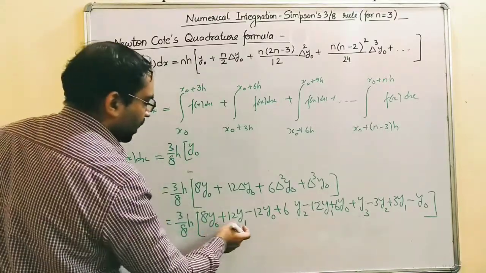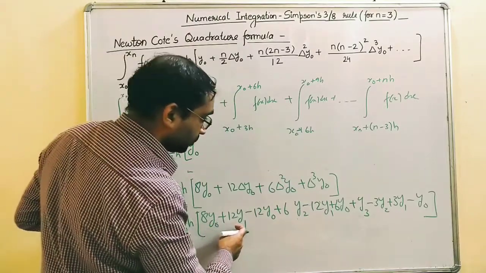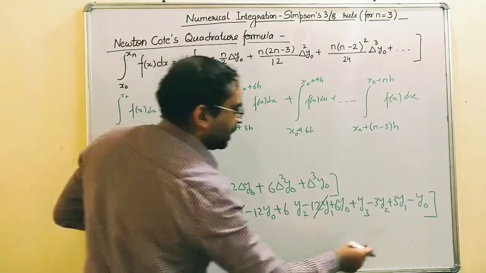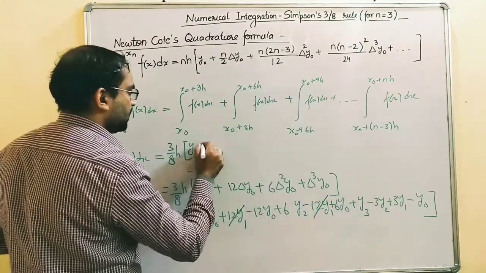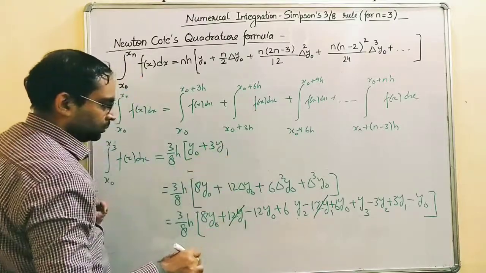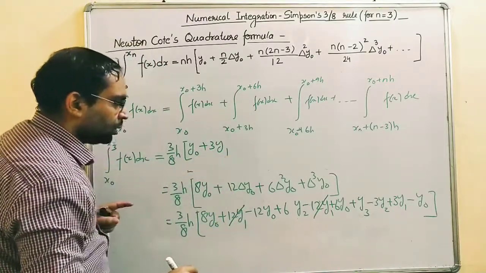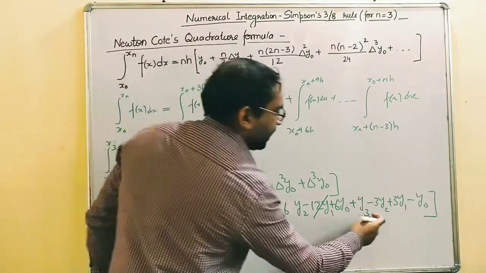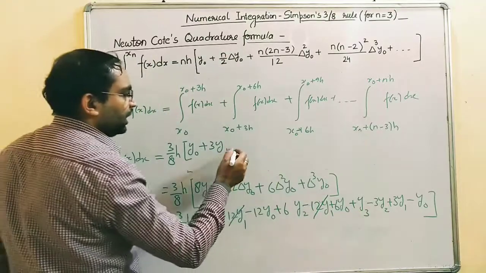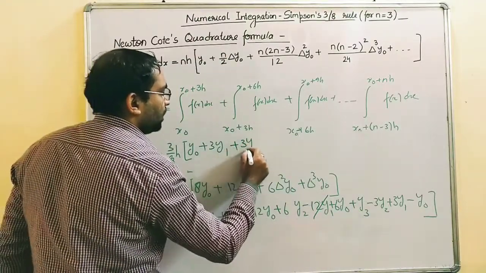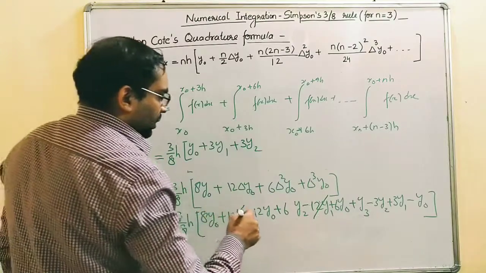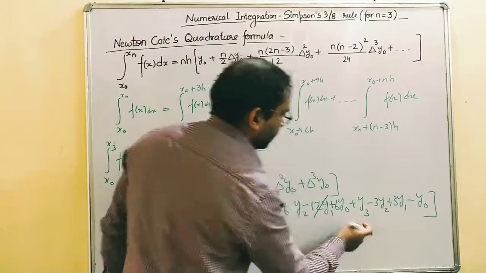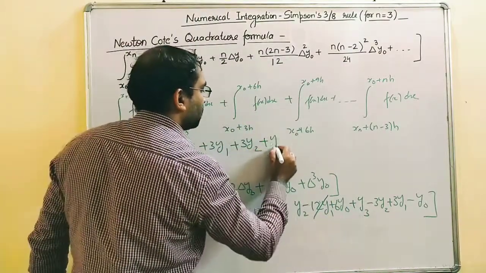Now let's calculate y1. So this is 12y1. This is also 12y1, plus and minus cancelled out, and we are left with 3y1. So this is plus 3y1. Let's see y2. So we have 6y2, then we have minus 3y2. That's it. So this will be plus 3y2. y3, let's see. Okay, we have y3. This is 1y3, so this is coming plus y3.